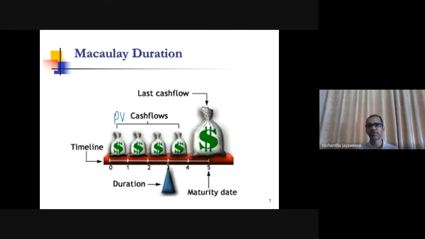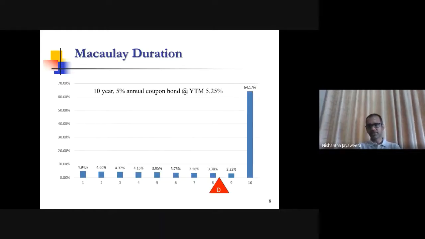So at this point, it balances. This is the weighted average time that it will take you to get the cash flow in terms of present value. So basically, what does it say? If this duration is okay, this is another way of presenting.